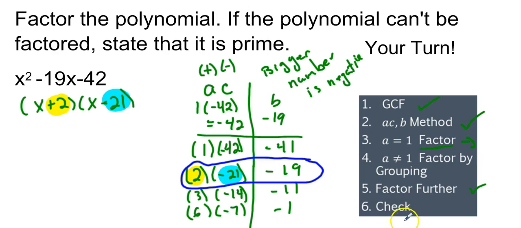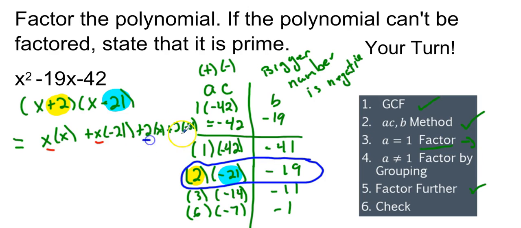The bonus one that everybody loves is the check. It doesn't say to check, but this is how I'm going to ace my test. So x times x, times negative 21, so positive x times negative 21. Then I do the next one, coming from the first ones. And then I repeat for 2. So plus 2 times x, plus 2 times negative 21. Sorry, it's getting a little small over here.